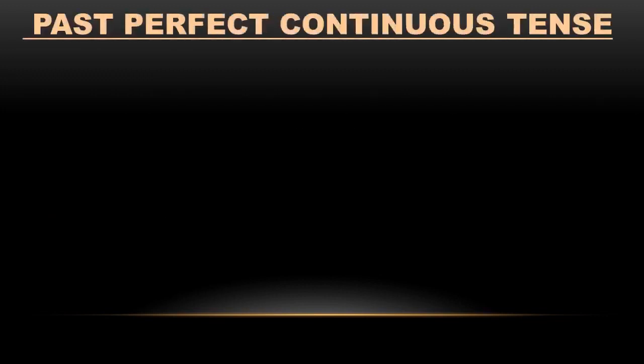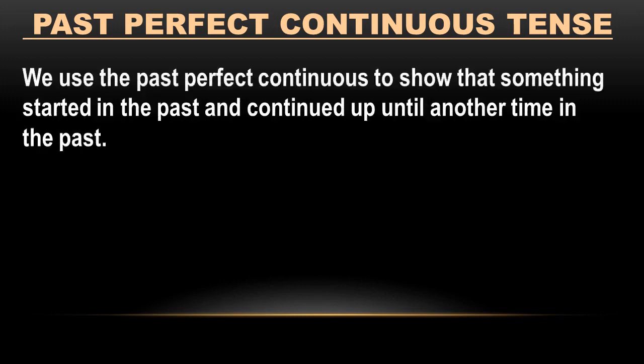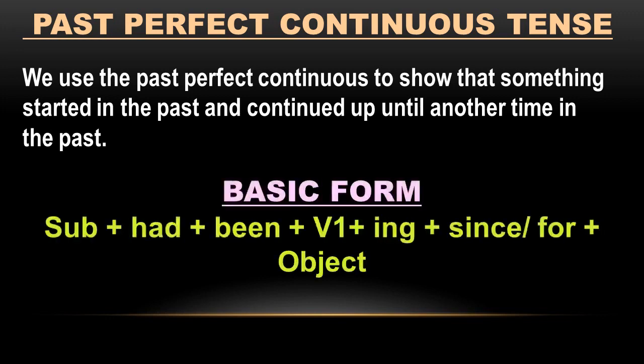Then the last type of past tense is past perfect continuous tense. Past perfect continuous tense is used to denote an action that had been going on for some time before another action took place in the past. It is used to show that something started in the past and continued up until another time in the past. Its basic form is subject plus had plus been plus first form plus ing plus since or for plus object.